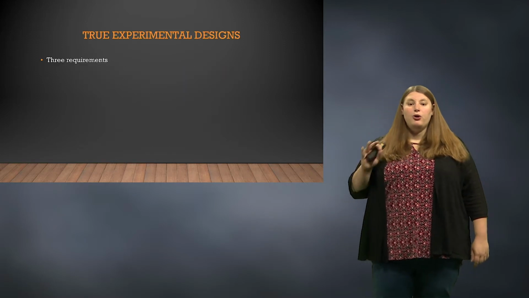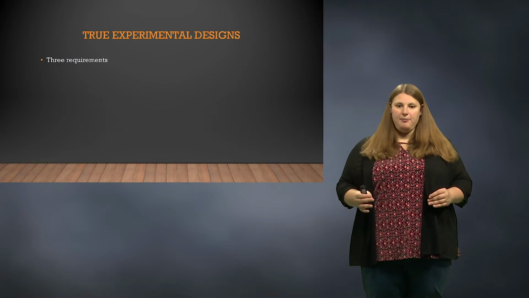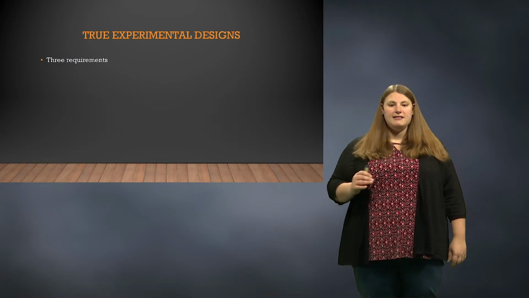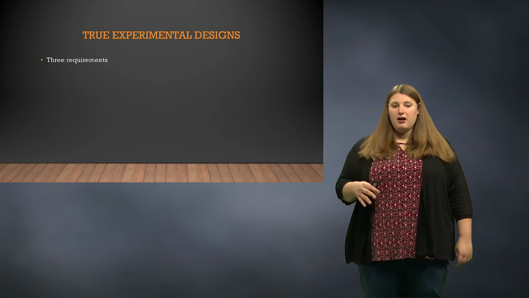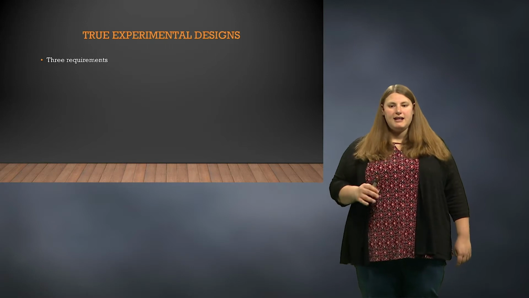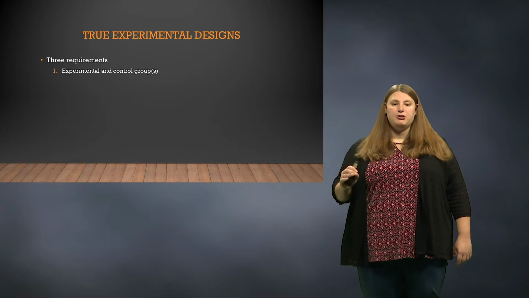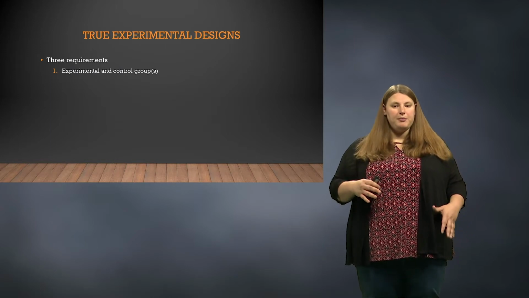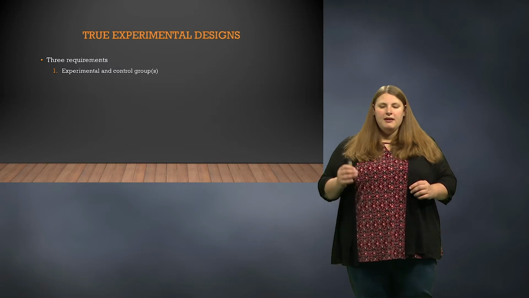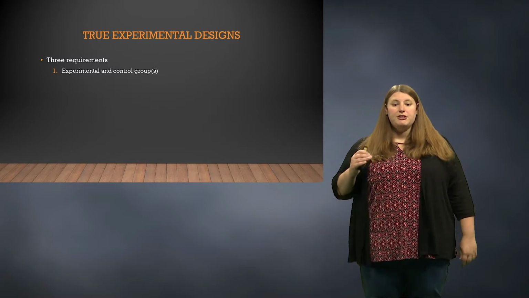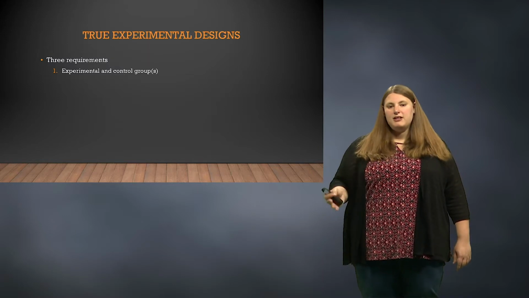True experiments are the gold stars of experimental designs because they contain all possible safety blocks that help us make accurate cause and effect determinations. There are several types of true experimental designs that we'll talk about in this lecture, but all of these designs include three criteria. First, they have an experimental and a control group. The experimental group is going to receive the independent variable, and the control group will not. This allows the researcher to determine if the cause actually produces the intended effect or if there's another variable playing into the relationship.